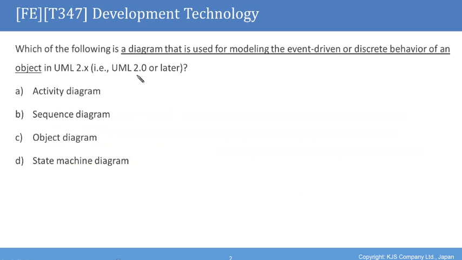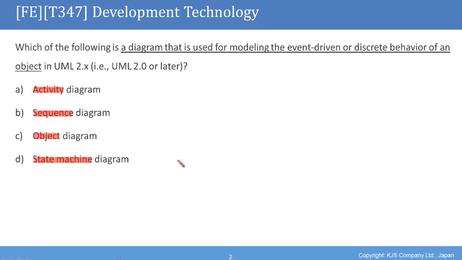Which of the following is a diagram that is used for modeling the event-driven or discrete behavior of an object in UML 2.x, that is, UML 2.0 or later? A. Activity diagram. B. Sequence diagram. C. Object diagram. Or D. State machine diagram.